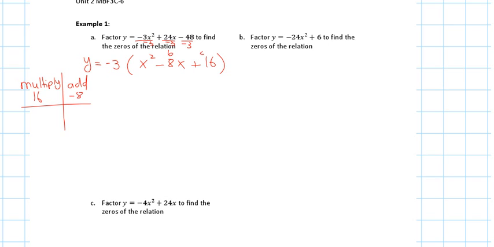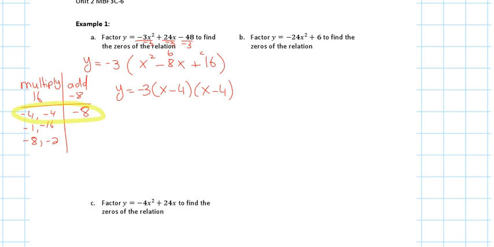Okay? What multiplies to 16? 4 and 4, -4 and -4. -1 and 16. -8 and -2. They both have to be negative. Okay, so -4 plus -4, what does that give me? So that's my answer, no? Yes. Right, that's what I'm looking for. So that means it's y equals -3(x - 4)(x - 4).